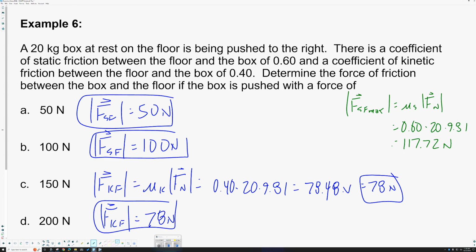Hey, I could add an E to that. 6E. I push with a force of 17,124 newtons. Does it move? Yep. What type of friction is it? Kinetic. What's the value of kinetic friction? 78 newtons. Doesn't matter how hard I push. Static friction is stubborn. It matters how hard I push. Kinetic friction isn't stubborn. It just is what it is.